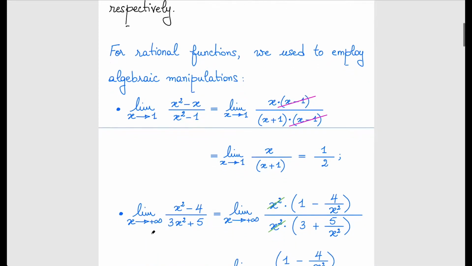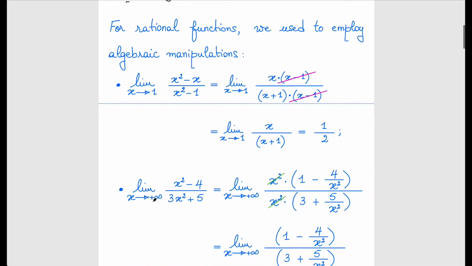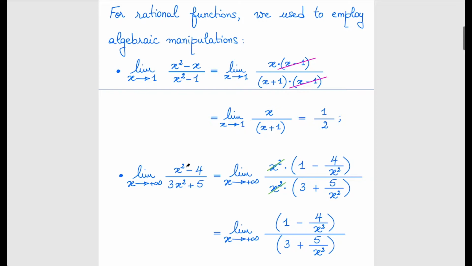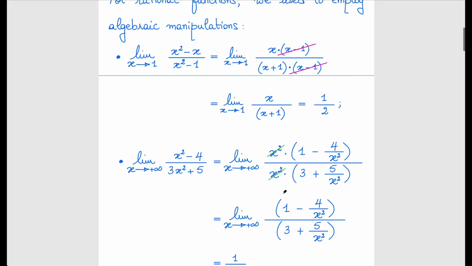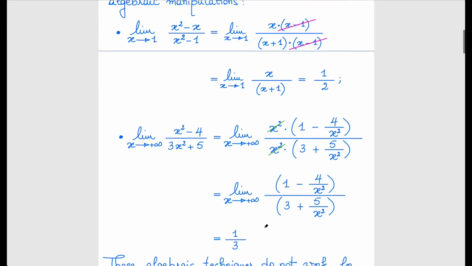When a is infinity, this is an example of a rational function. So upstairs x squared minus 4, downstairs 3x squared plus 5. We used to factor out the highest degree of the numerator and the denominator, so x squared, right, upstairs and downstairs, and then once you simplify, you let x go to infinity and you find what the limit is.